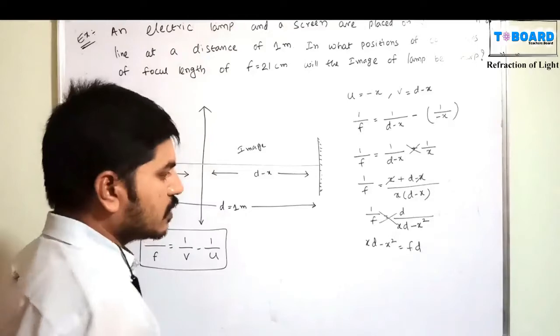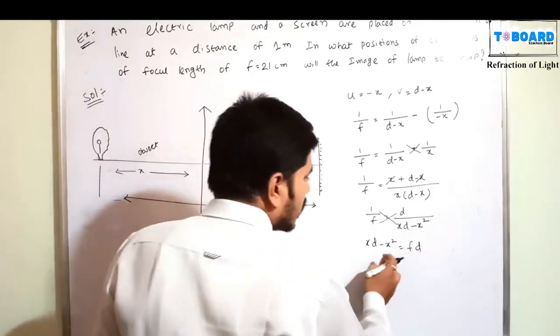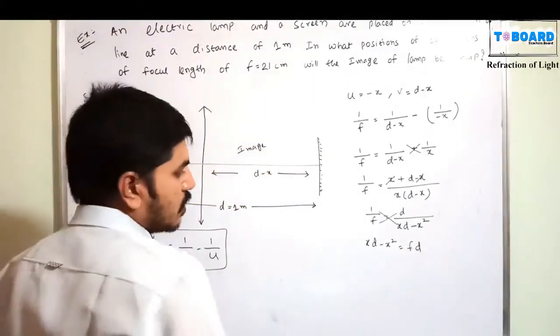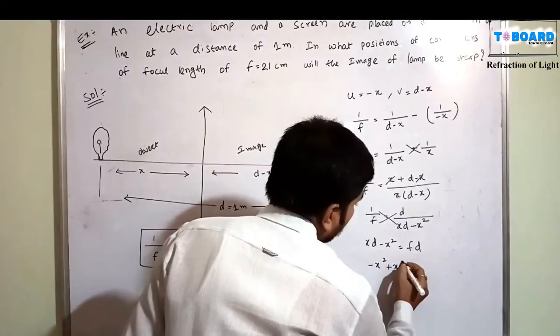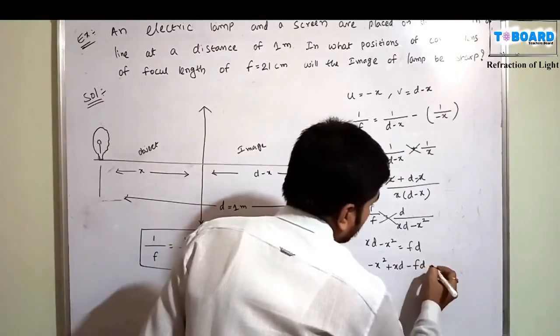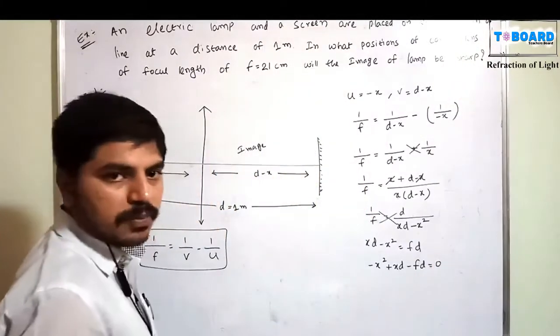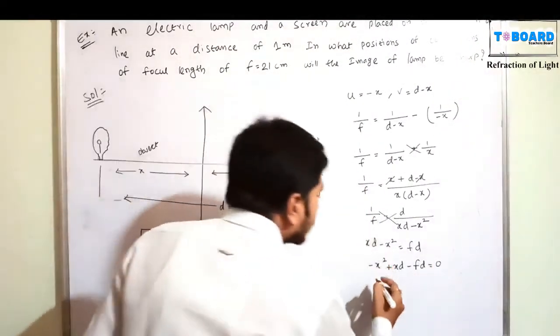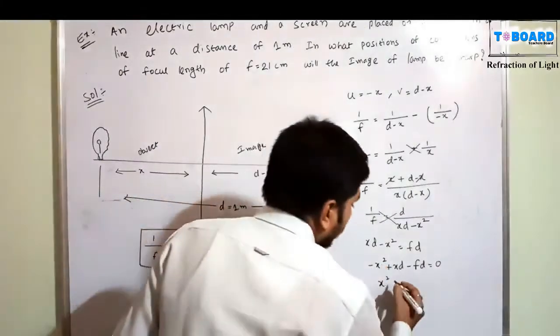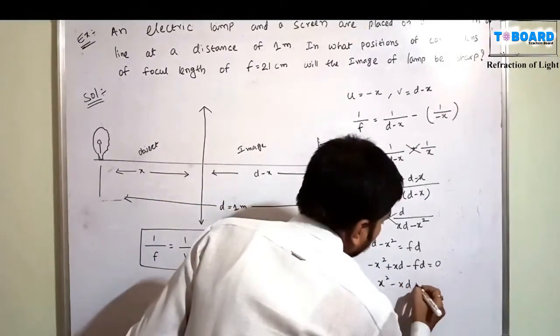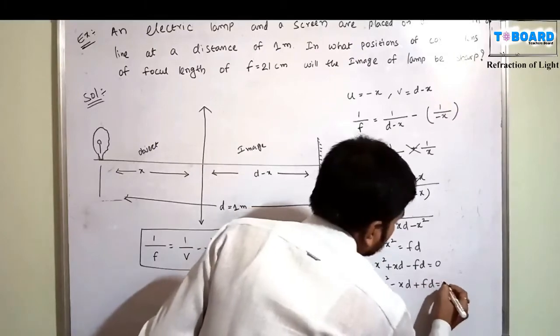And I am going to consider all on one side. That's why I am going to say that minus x square plus xd minus fd is equal to 0. I am going to multiply by a minus on both sides. So how does it look? x square minus xd plus fd is equal to 0.